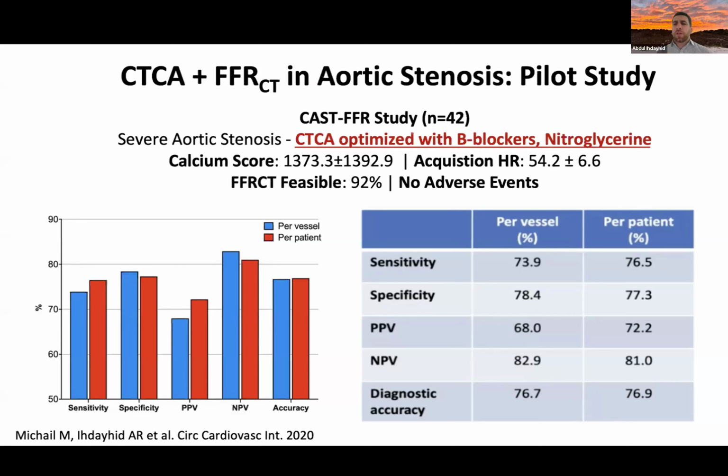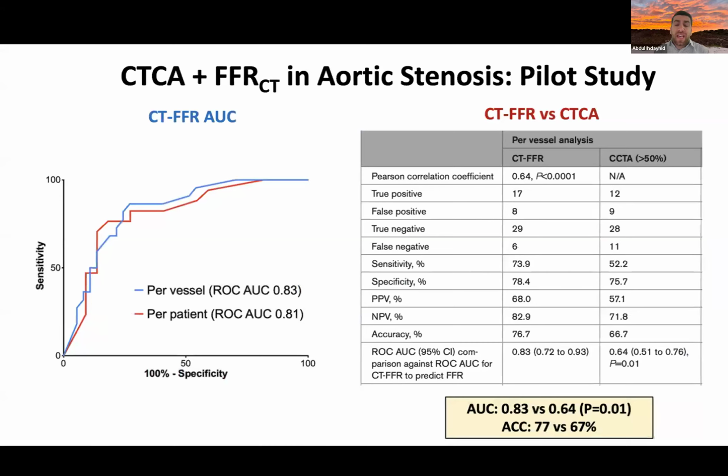We all gave them beta blockers and GTN, and nobody died, and we didn't have any adverse events. The GTN was well tolerated, and we did invasive FFR in all of them. We gave intracoronary GTN during the coronary angiogram, and we demonstrated that FFRct in aortic stenosis had high accuracy compared to CTCA, and highlighted its feasibility.